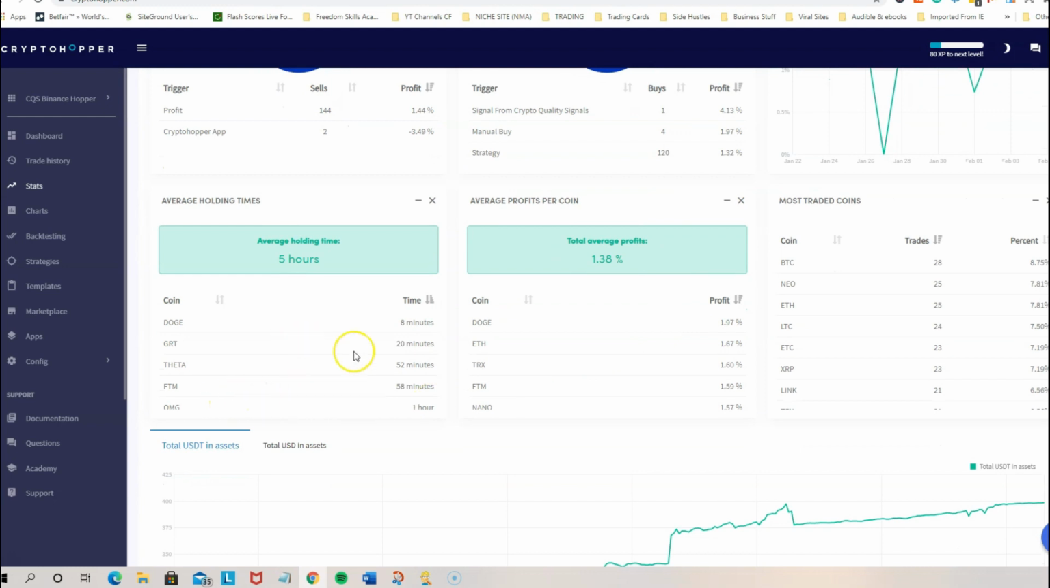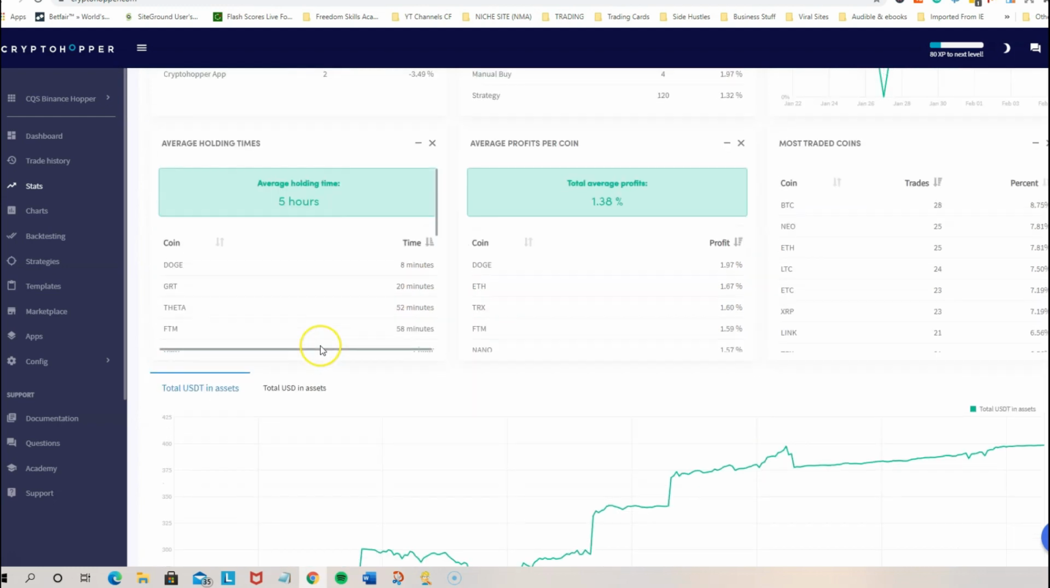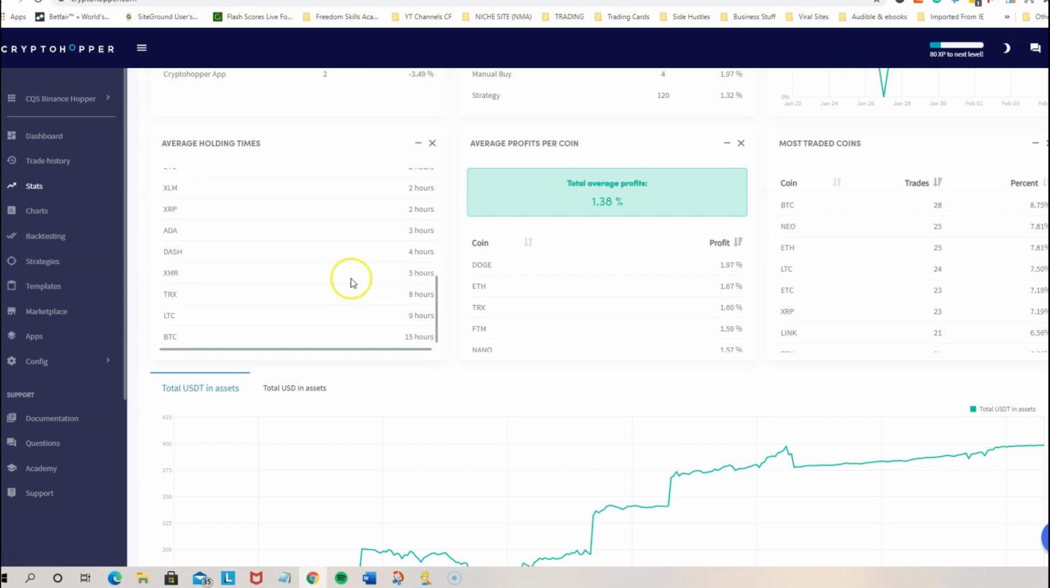You can see that here's the average holding times of coins. Doge 8 minutes, GRT 20 minutes. Some of them take a long time. Some of them have been going on, that one, DOT, 4 days. And I remember when that held and it went down to -8%. And I remember thinking, oh God, it's never going to come back. But it does.